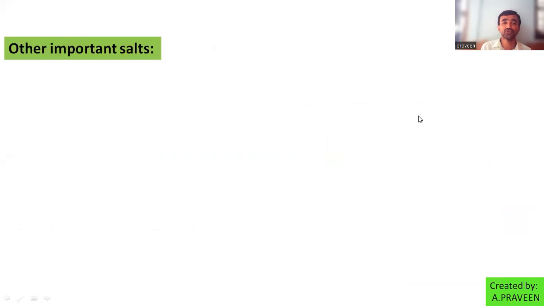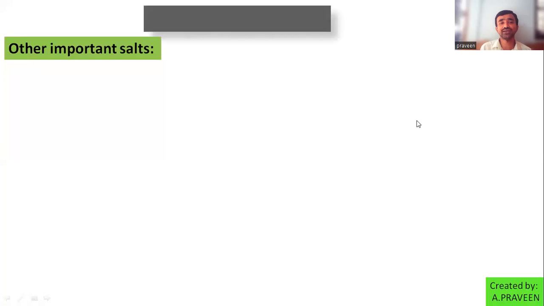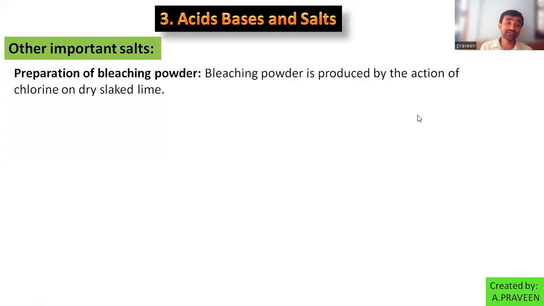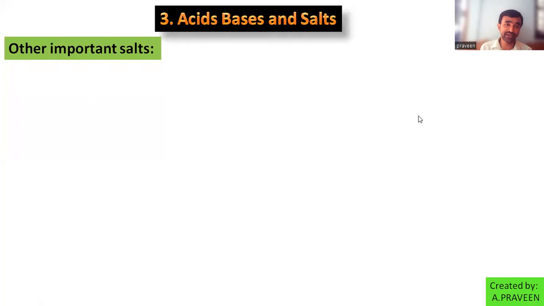Clear? So now we are looking for other important salts in the sector, right? So what are the other important salts we are obtaining from NaOH or maybe from NaCl, directly or indirectly? NaOH is obtained by the electrolysis of NaCl. So that is the reason to say NaCl is a more important compound.